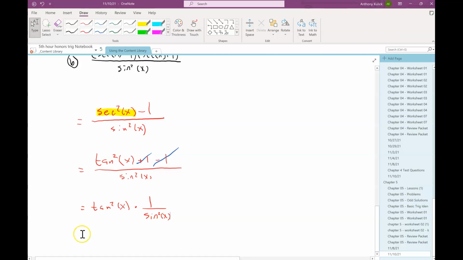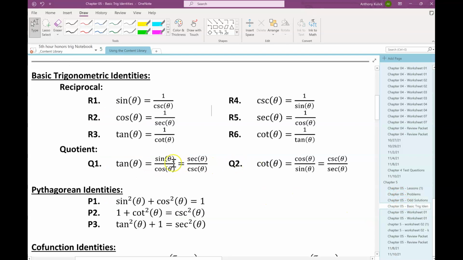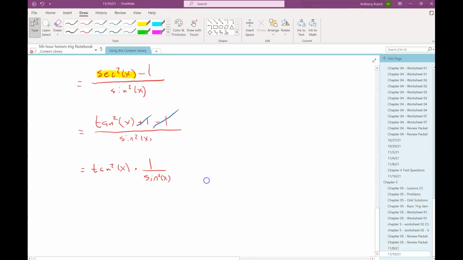And the reason that I'm going to do that is because I know I can rewrite tangent in terms of sines and cosines. If I look at my identity sheet, the first quotient identity says tangent is equal to sine over cosine. So tangent squared is going to equal sine squared over cosine squared, right? And that's what I'm going to use. And I'm interested in that one because when I do that, I'm going to be able to cancel the sine squareds.